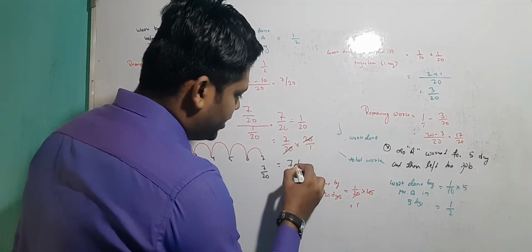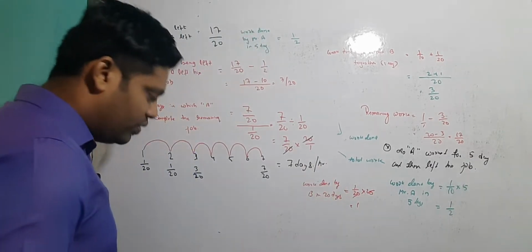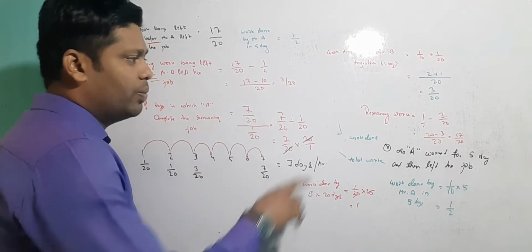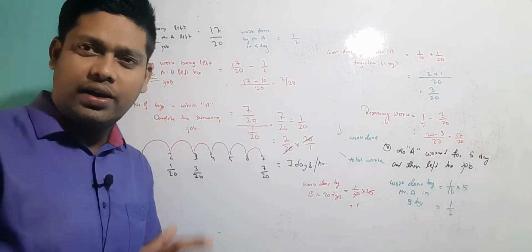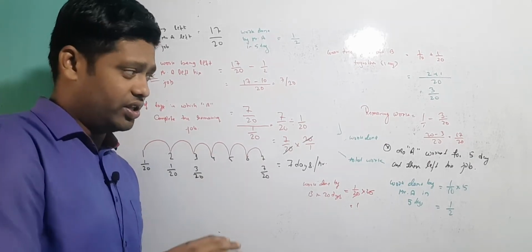So 7 days is the time, or hours, which Mr. B will take to complete the remaining job being left by Mr. A. Clear? So this is a clear cut picture of the entire question which I have taken together.